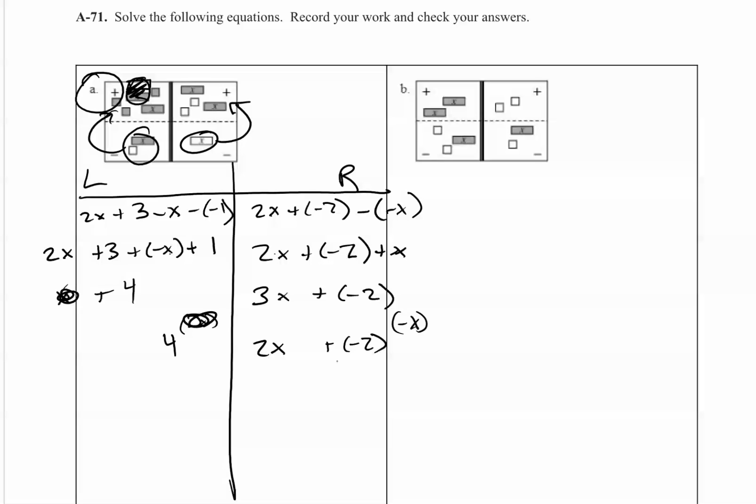All right. We want to get x all alone, so we need to move this negative 2 onto the other side. We need to make a zero pair. So we'll put on 2 tiles on each side. That'll make us our zero pair.